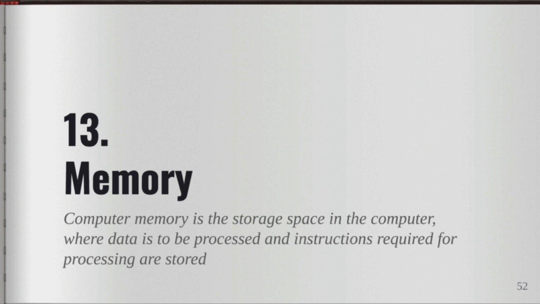Well, a computer memory is a storage space in the computer where data to be processed and instructions required for processing are stored. So you can think of memory just like a storage space in the computer, okay? Because we do need to store some data, otherwise the data can be lost. So that's why memory is basically a storage space.